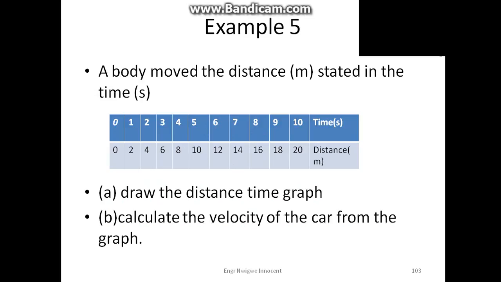When the time is 4, the body distance is 10. When the time is 6, the body distance is 12. When the time is 7, the body distance is 14. When the time is 8, the body distance is 16. When the time is 9, the body distance is 18. When the time is 10, the body distance is 20. From this table, you are asked to draw the distance time graph. B. Calculate the velocity of the car from the graph.